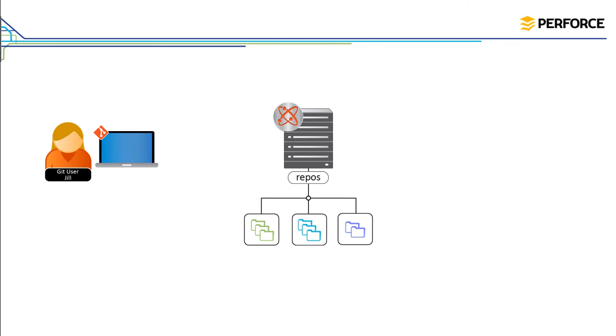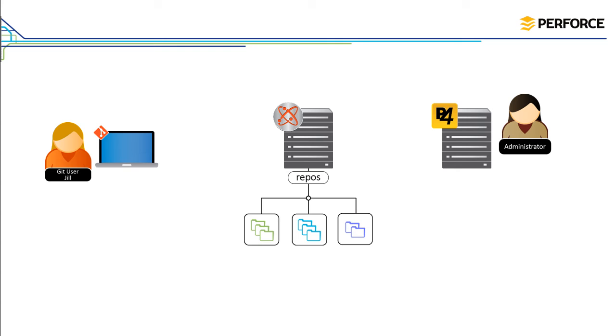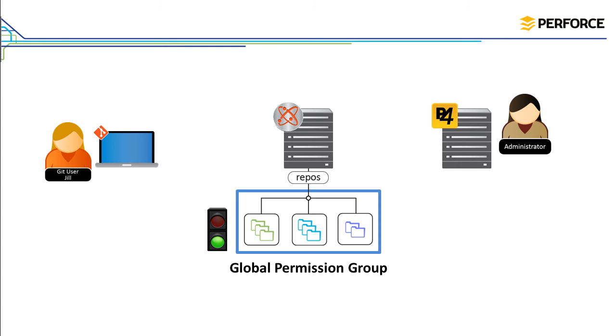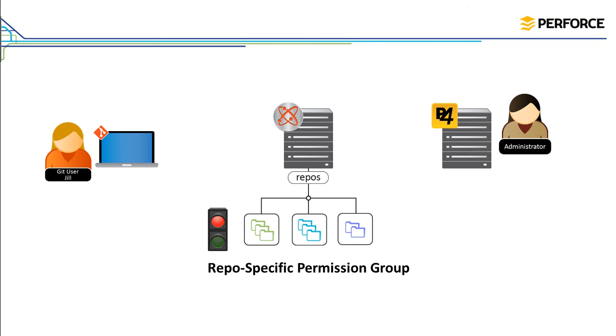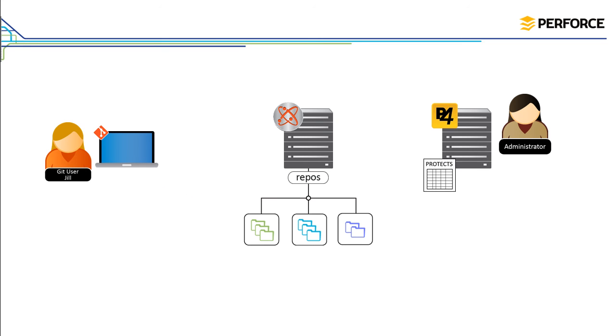Git Fusion provides more control over user permissions and file access than a typical Git deployment. The admin will assign users to groups, starting from a global level down to a specific repo. Each group can be assigned pull, push, or both permissions. If needed, more granular file and user permissions can be assigned in the P4 Protect table.